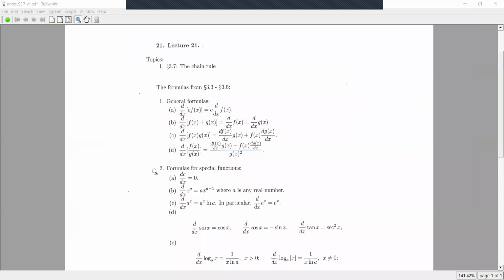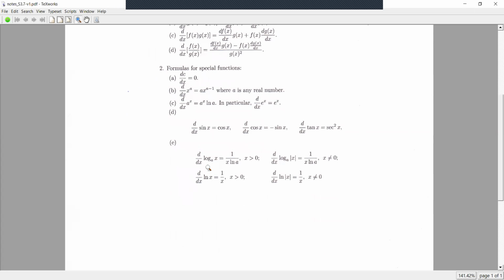The second group also has 5 formulas. Formula 1 is for constant functions. Formula 2 is for power functions. Formula 3 is for exponential functions. One special case is derivative of e^x is e^x. Formula number 4 is for trigonometry functions. And formula number 5 is for logarithmic functions. A special case is derivative of natural log is 1 over x.